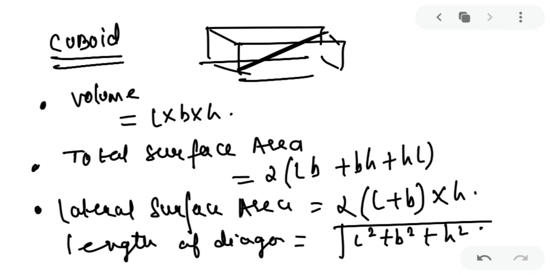Kids, did you understand? Cuboid volume will be length into breadth into height. TSA will be 2 bracket length breadth plus breadth height plus height length. The lateral surface area, that is the four wall area, will be 2 bracket length plus breadth into height. And the length of the diagonal, my dear kids, will be under root length square plus breadth square plus height square.